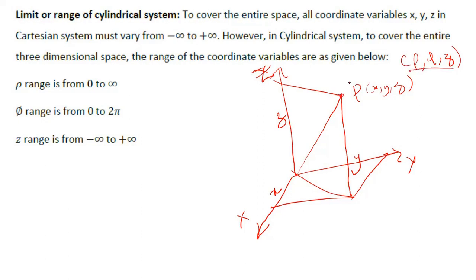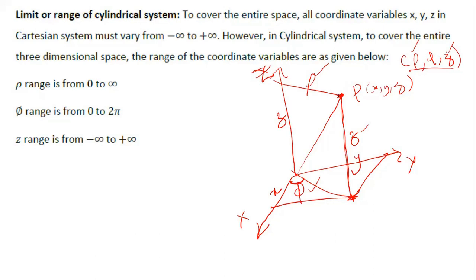To represent this point P using rho, phi, z, first thing is I need to know rho. I need to know the distance of this point P from the z-axis, that is called rho, right? And I also need to know the height of this point from the xy plane. The height of this point P from the xy plane is your z value. So you need to know rho and z. And also, in order to clearly identify the location of this point, you need to know the angle subtended with the x-axis here. If you know rho, phi, and z, then the location of the point is known to us.